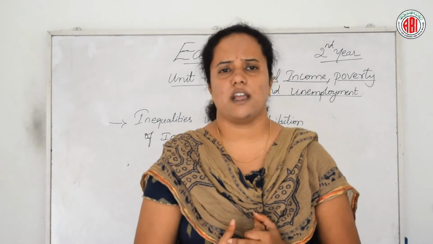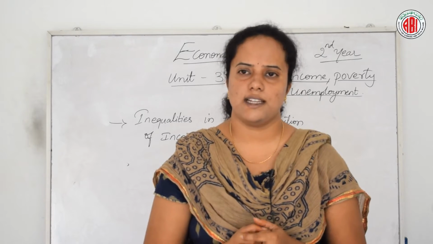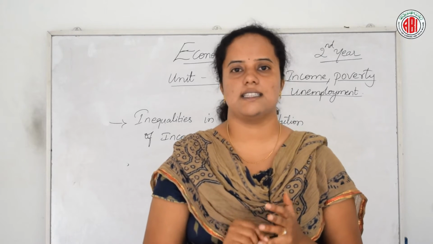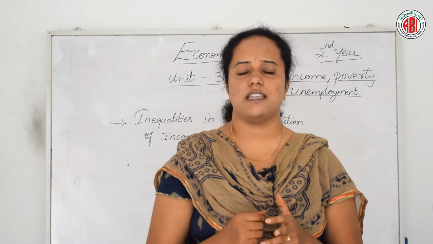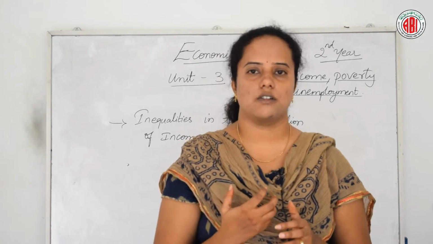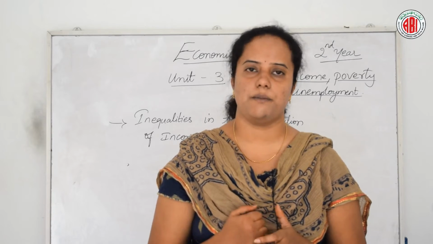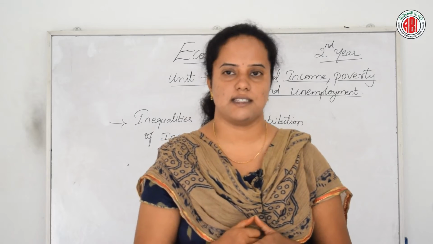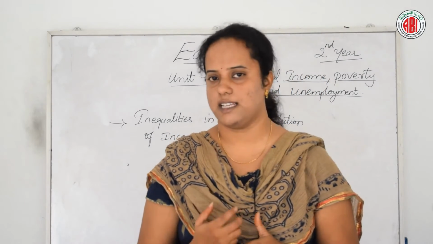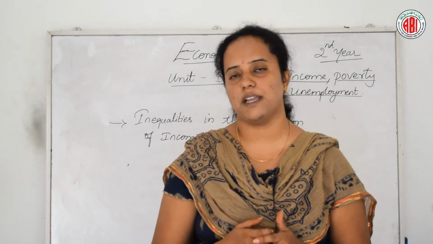So the foregoing evidence shows that the income inequalities in India have reasons like inequalities in land ownership. Inequalities in land ownership means there was a concentration of landed property in India during the British period on account of the zamindari system. The zamindari system was abolished immediately after independence, yet the concentration of land ownership could not be broken.